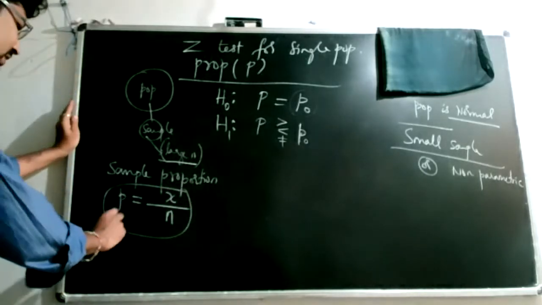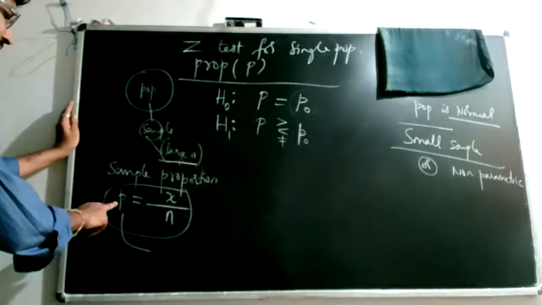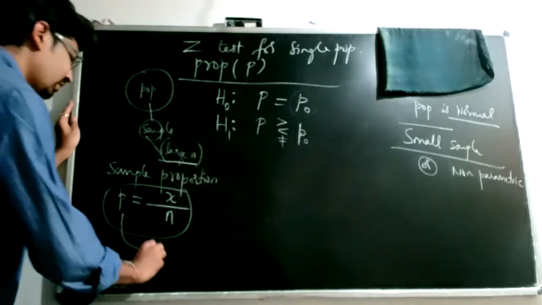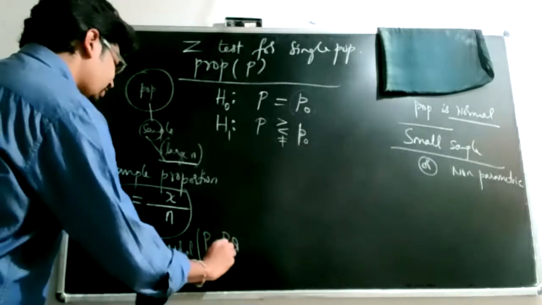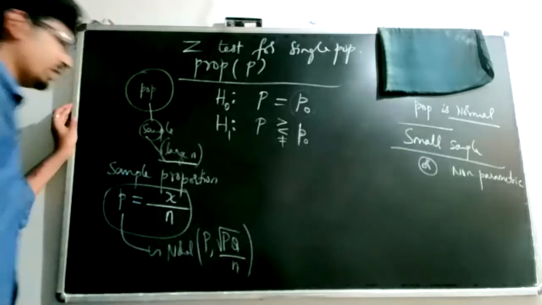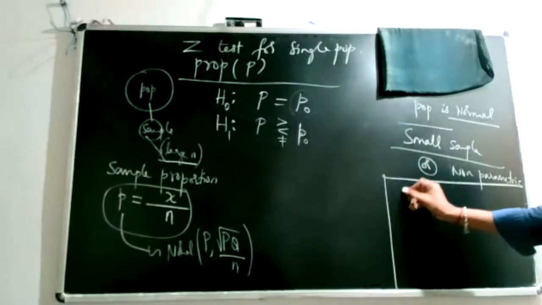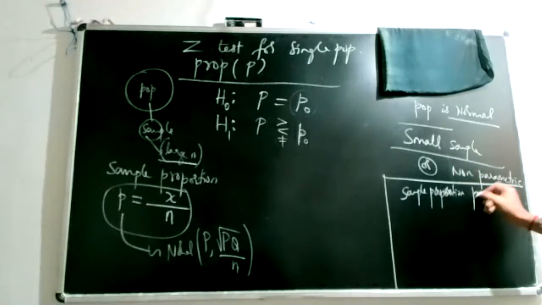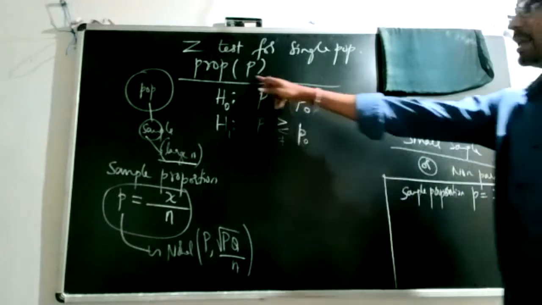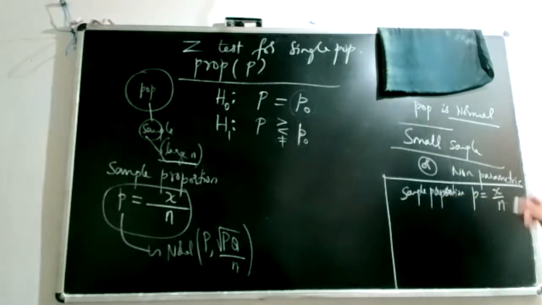Now this is the proportion, and by the central limit theorem, since n is large, the proportion follows a normal distribution with mean equal to the population proportion and variance PQ by N. So this is a new statistic that we are discussing: the sample proportion. The sample proportion is indicated by small p, because I'm using capital P to indicate the population proportion. If you are comfortable with any other notation like theta or alpha, you can use that.